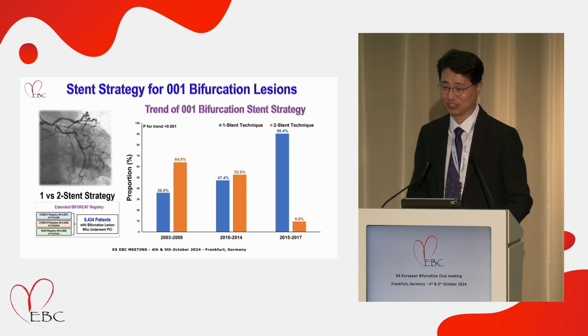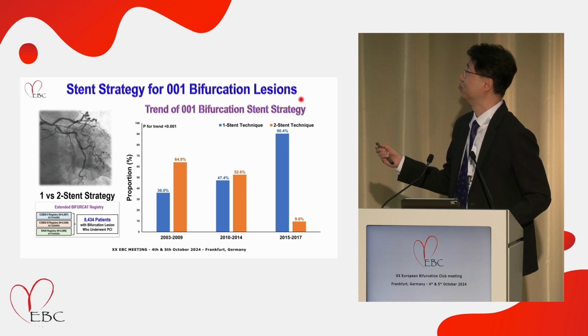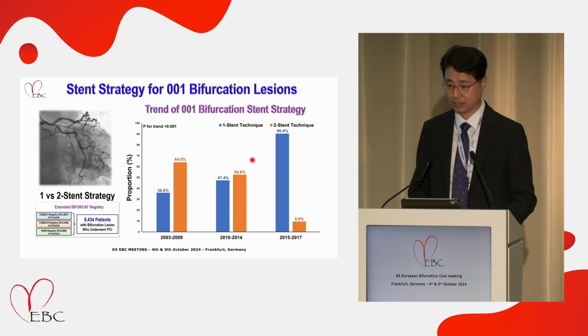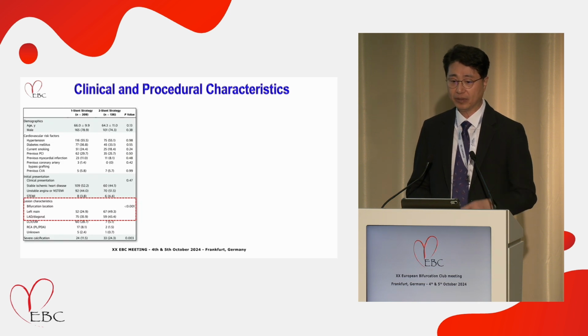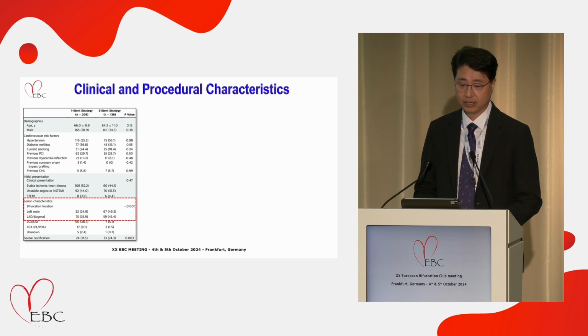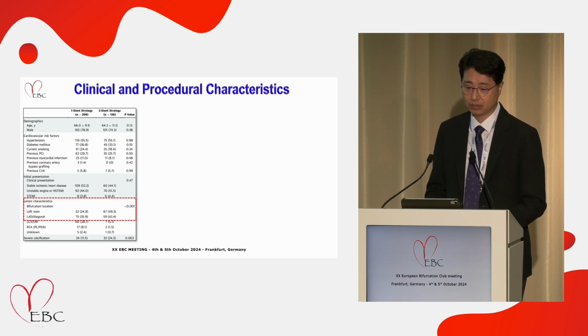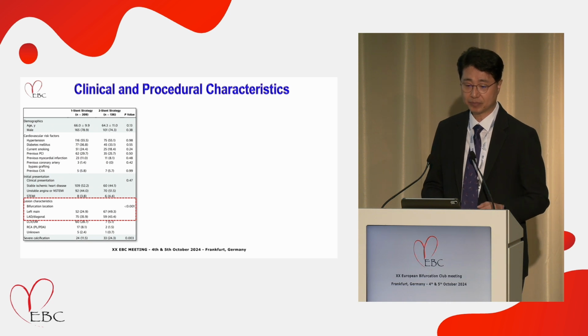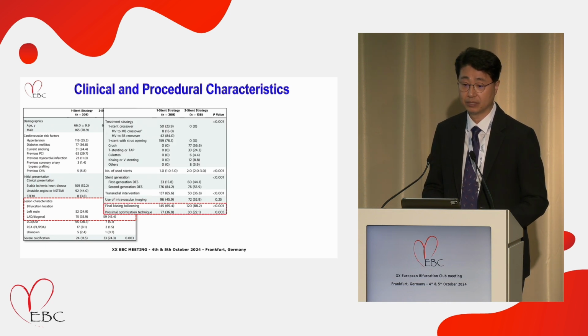It's a complex procedure. But recently, the provisional approach is getting more common, so mostly the one stent technique was performed recently. How about the result comparing the one stent strategy and the two stent strategy? Most of the two stent strategy locations are left main or LAD, more than 95%. But for the one stent strategy, non-left main bifurcation has a higher prevalence.